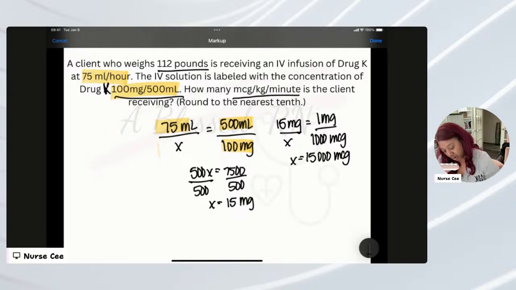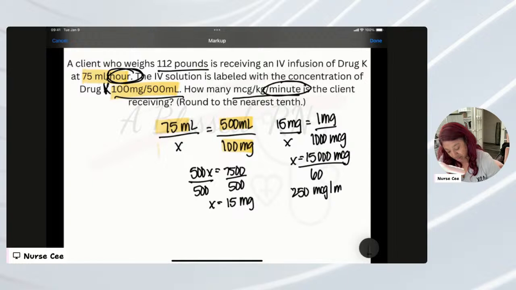And you see, this is per hour. Okay, so now you have to divide that because you want per minute and per kilogram. So you have to divide that by 60 to get micrograms per minute. So times 1,000 divided by 60, and that's going to be 250 micrograms per minute. And then in order to get per kilogram, you're going to have to take your pounds and convert it. So 112 pounds divided by 2.2 equals 50.9.